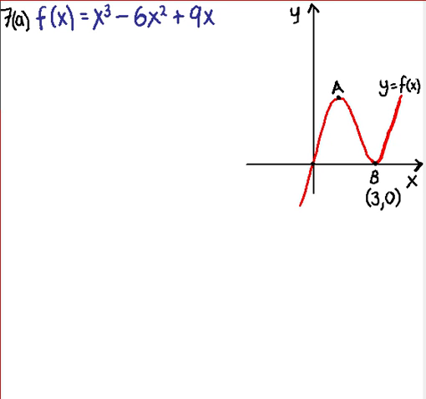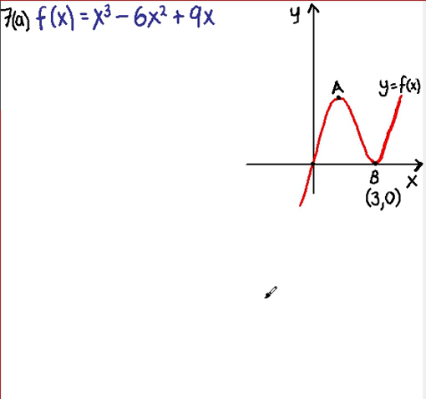This is question number 7. We're told a sketch of the graph of y equals f of x, where f of x equals x cubed minus 6x squared plus 9x, is shown in the sketch. We're told that the graph has a maximum at A and a minimum at B, where point B is (3, 0). Point A isn't given.